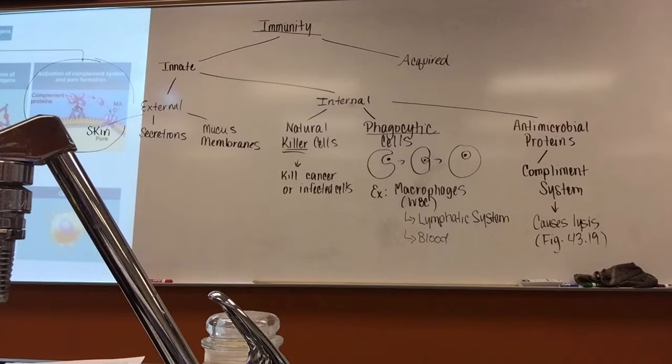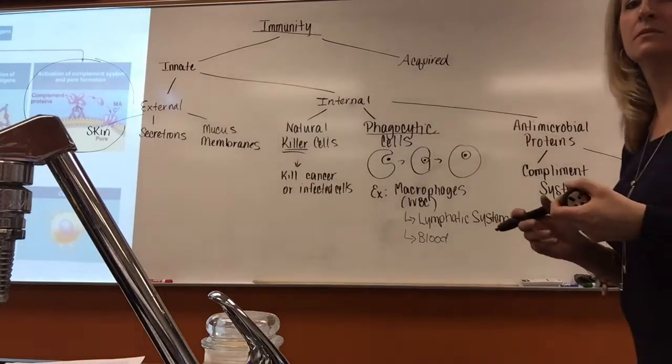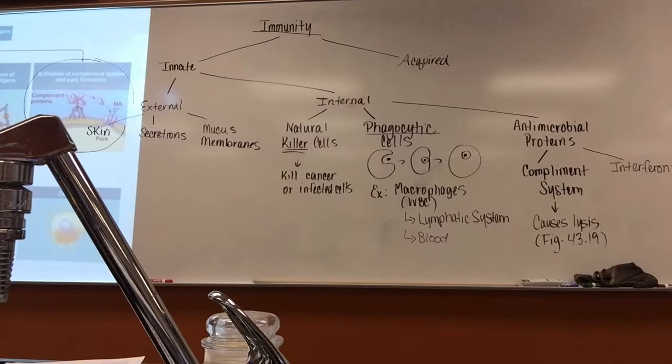And then there was one other type of antimicrobial proteins that we talked about. Yeah, interferons. These are, this is a chemical, it's a molecule. What does it do? It comes from an infected cell and binds to a cell that's not infected, and then that cell will not be able to be infected by the virus. That's exactly right.